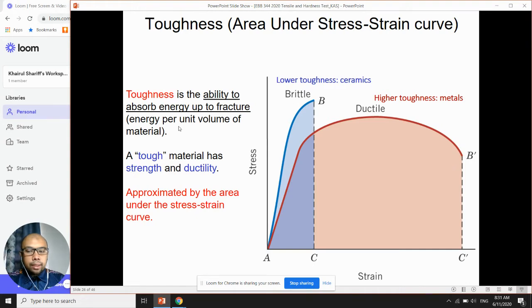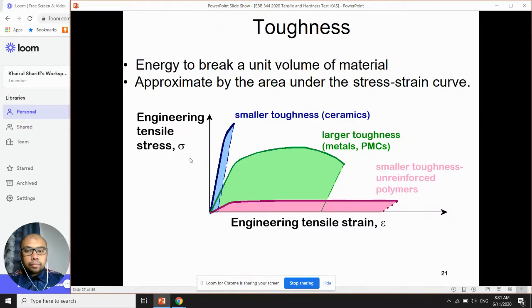In other words, toughness is the ability to absorb energy up to fracture. A tough material has both strength and ductility. In the second video I already mentioned how to measure ductility by calculating the percentage of elongation. As well, you need to calculate the percentage of area reduction.